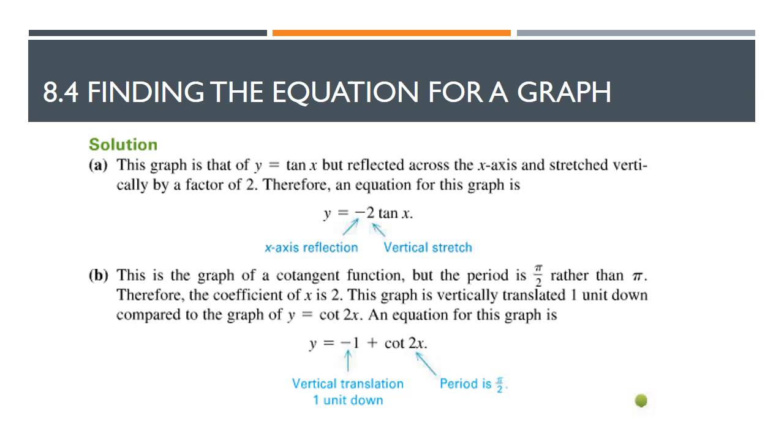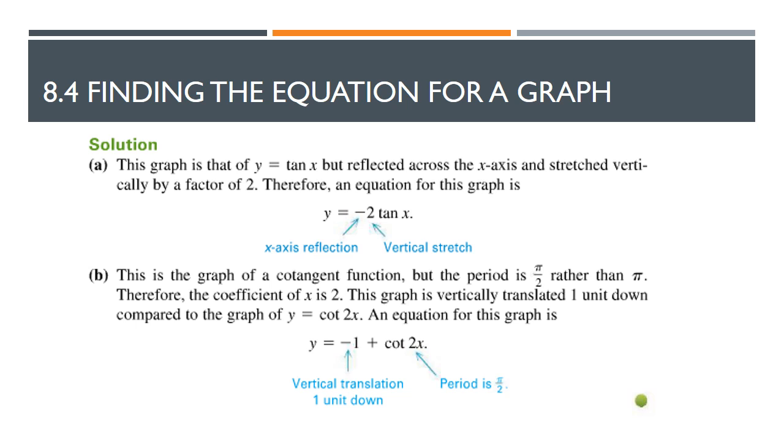For part B, it's a cotangent function. The period is pi over 2. You can get that from the graph. So we know that the coefficient of x is 2. How do we know that? Period for a cotangent is pi over b. So pi over 2 equals pi over b, so b must be 2. We can also see from the graph it's been translated down 1 unit, so that's going to be a -1.